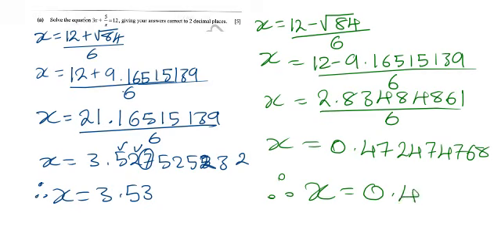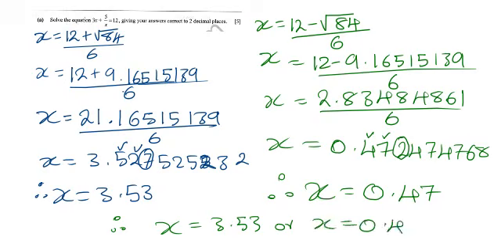Now remember, here we are just getting this and that. This 2 is not greater than 5, therefore we just keep the 7 like that. And then you just say therefore x is equal to 3.53, or x will be equal to 0.47. That is our final answer, or final answers.